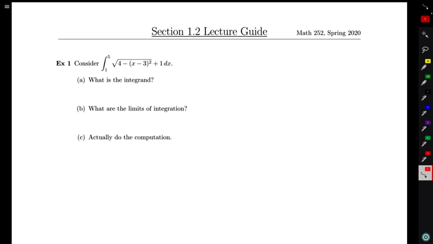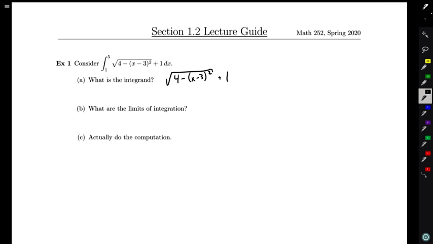And remember, the way that we read this is this symbol here is our integral symbol. So it says take the integral from 1 to 5 of the square root of 4 minus (x minus 3) squared plus 1 dx. So we have a couple of vocabulary type questions first. The first one is just asking us, what is the integrand? So remember, the integrand is the thing that we are integrating. So for us, it is going to be the function square root of 4 minus (x minus 3) squared plus 1. This is the function that we're finding the area under its curve.